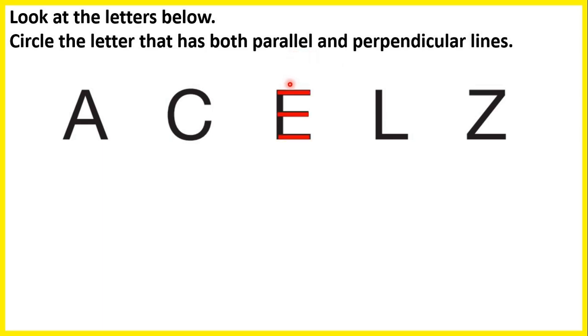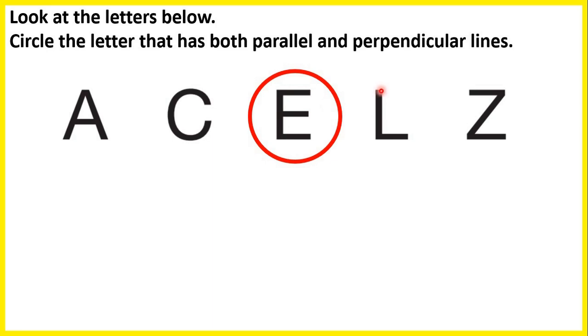So we can see that shape E has parallel lines, so these lines here, but we can also see that this vertical line is perpendicular to the horizontal lines because they cross at right angles, so at 90-degree angles. So the letter we need to circle is the E.